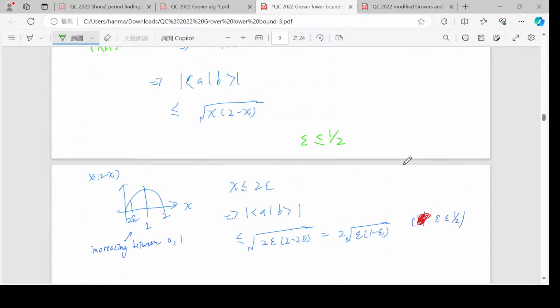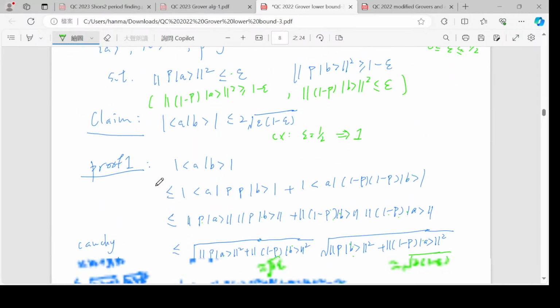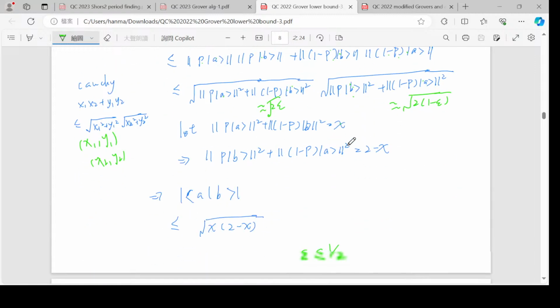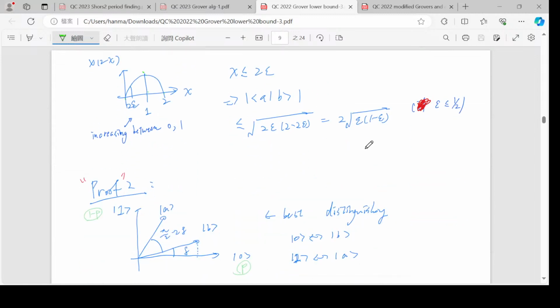Okay. So that's the first proof. We just need to do this separating into 2 parts more carefully. Okay. It's very algebraic. Any question? If not, then let's talk about the next proof.